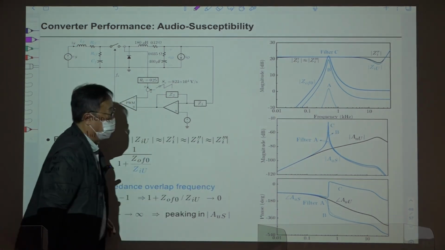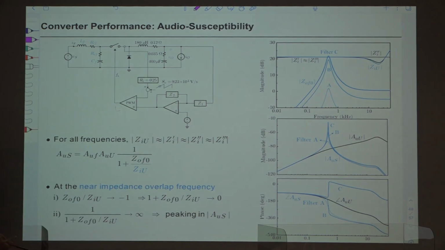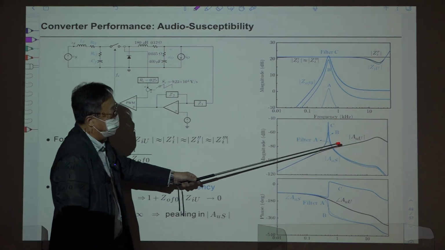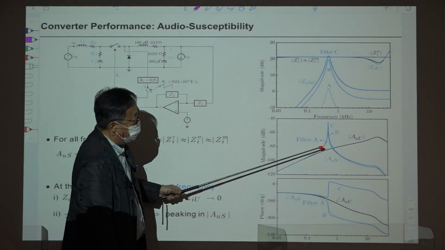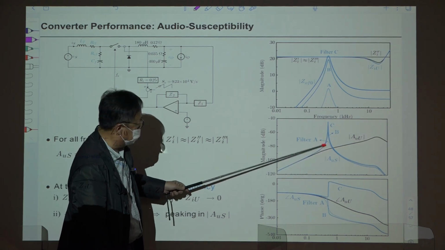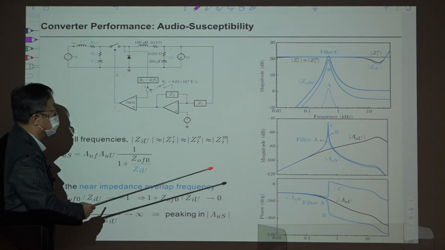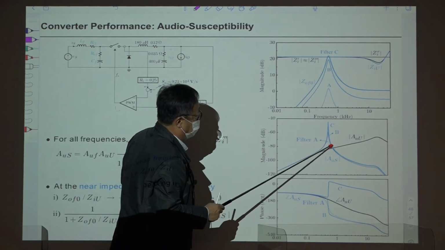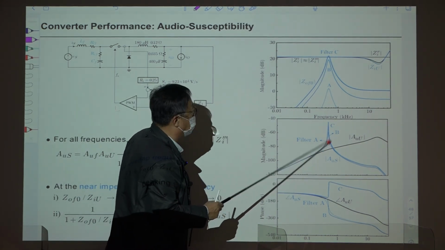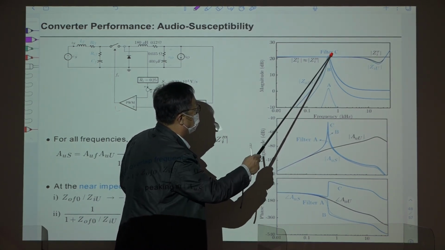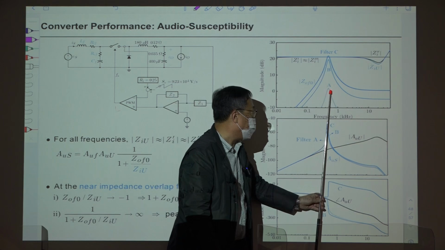So let's take a look at the characteristic of the audio susceptibility of the in-filter coupled converter. This is the audio susceptibility of the uncoupled converter. With filter A, it generates some peaking. I don't know why this peaking. We have a huge difference, but this is not huge enough. Anyway, the peaking is here. For case B, we have larger peaking, and for case C, we have very sharp peaking.